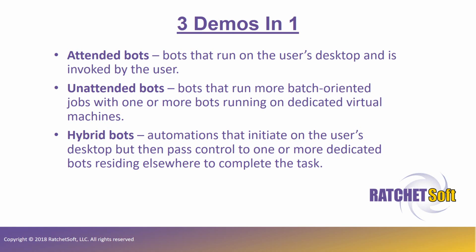The first demonstrates an attended bot, which is a bot that runs on the user's desktop and executes under the direction of the user, with automations initiated via our magic button. The second demonstrates unattended bots, which are bots that usually run more batch-oriented jobs, with one or more bots running on dedicated virtual machines. This category would also include chatbots. The third is a combination of the two, or what we call a hybrid bot.